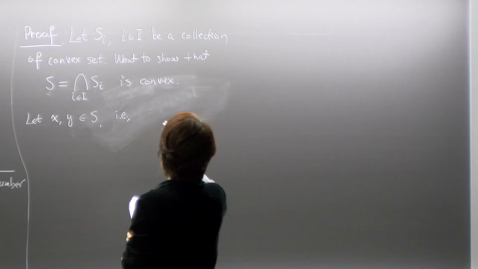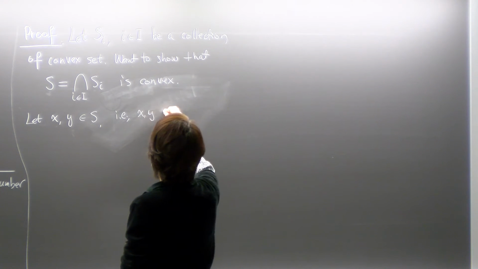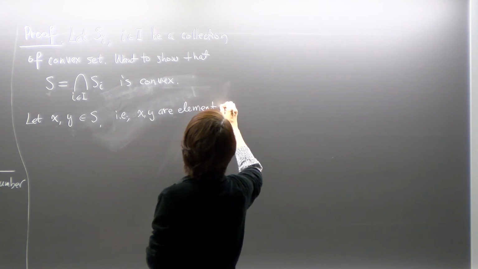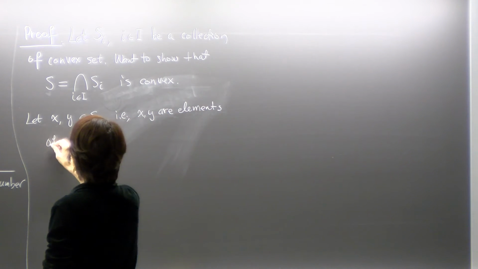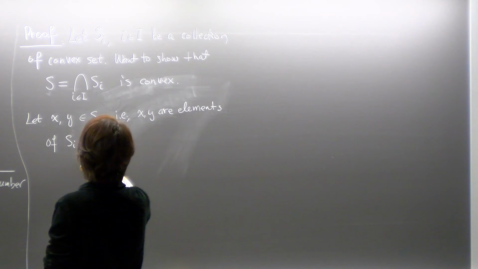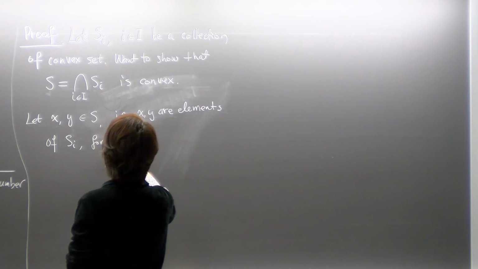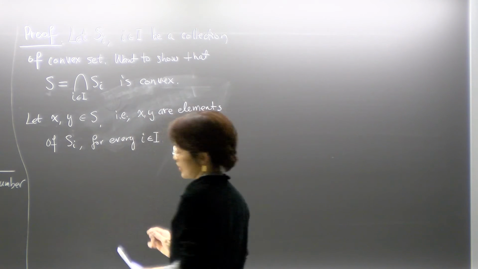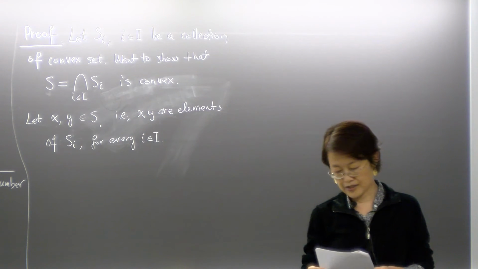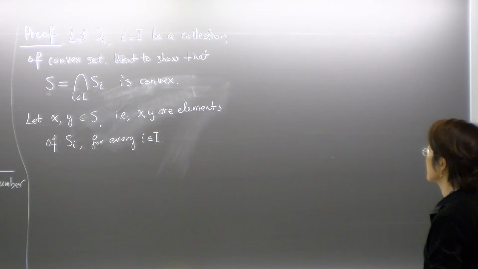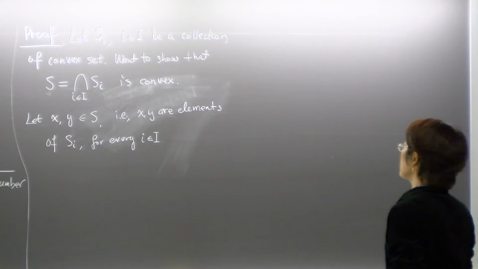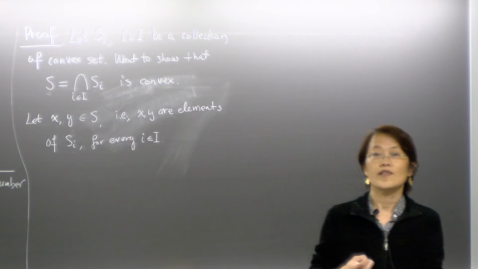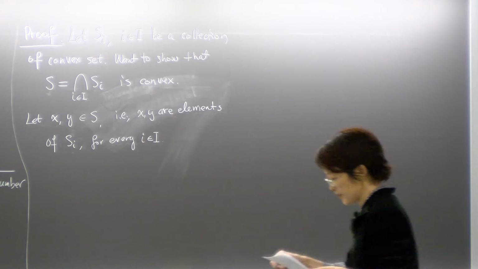Okay, so x and y are elements of Si for every i, basically for all the Si's. Okay, and then we also know that every one of these Si is a convex set. Okay, so hold that in your mind.